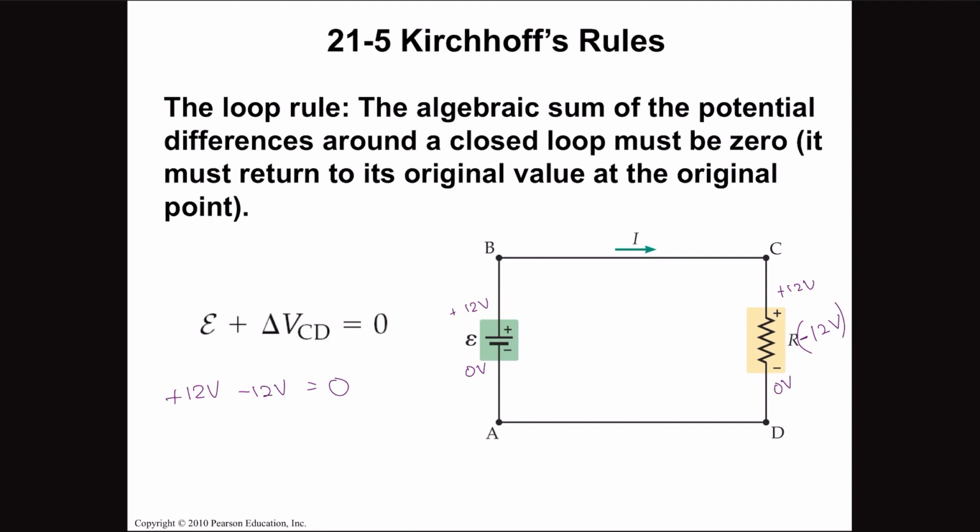And so basically that's how the loop rule works, and you can do it around any closed loop, even adding in more and more things. You could also do it the other way. You could have gone counterclockwise and said this is going from positive to negative on a battery.